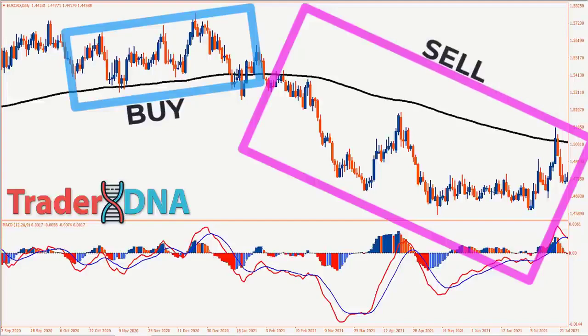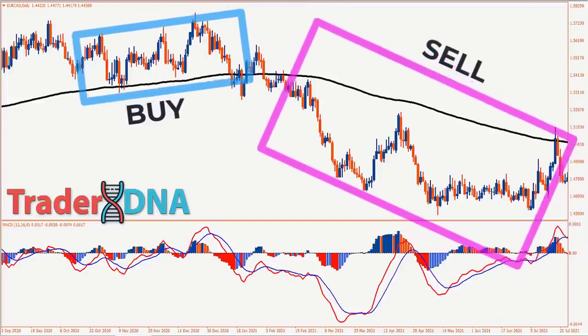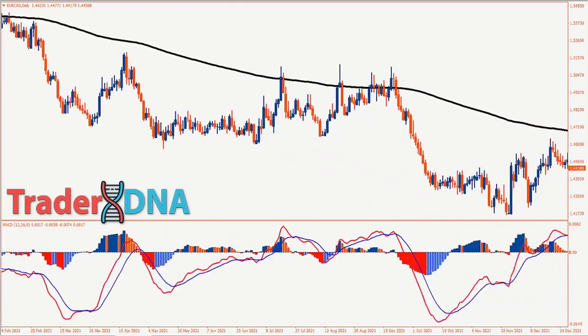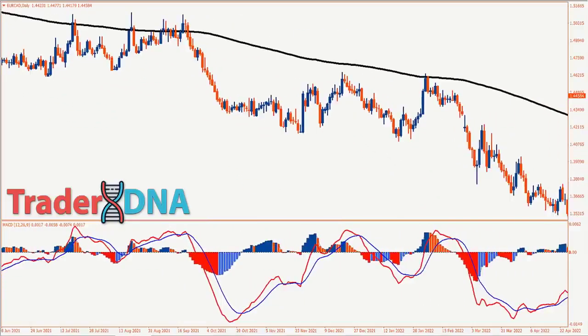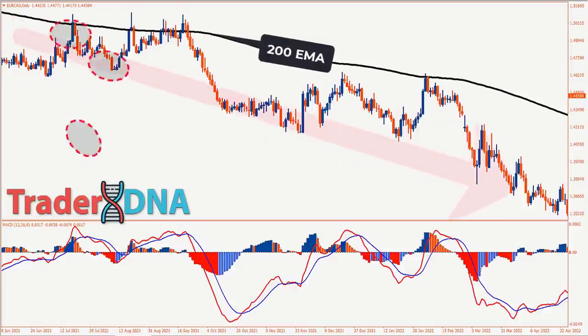I will show you how this EMA line accurately determines whether the market is currently bullish or bearish. Here, as you can see, when the market is below the black 200 EMA line, it tends to try to go further down. When the price touches the line, it always tries to go much deeper.